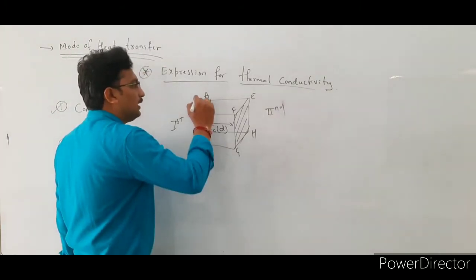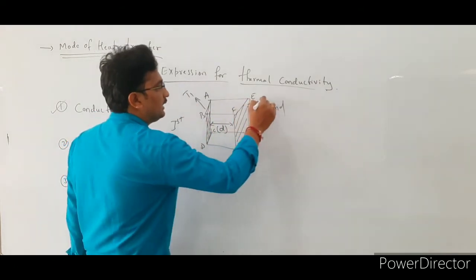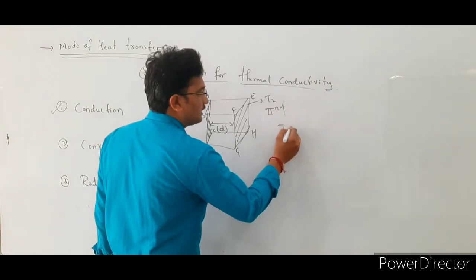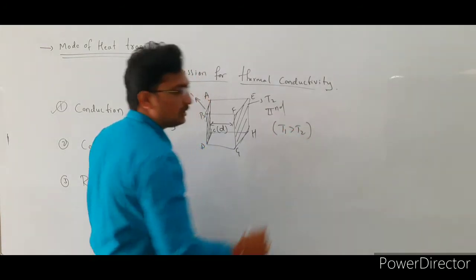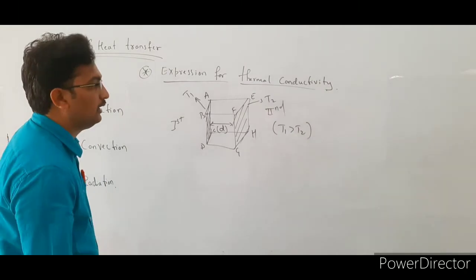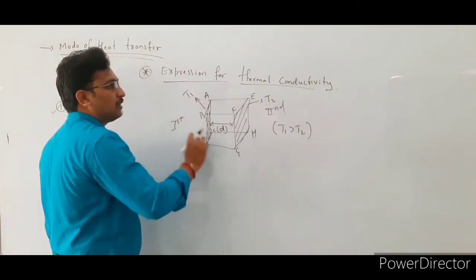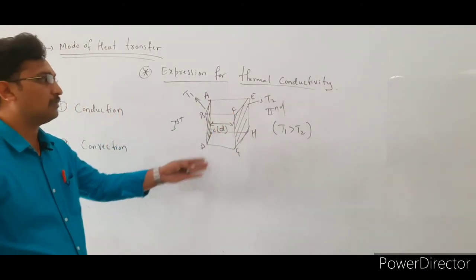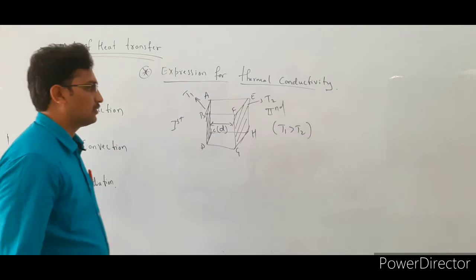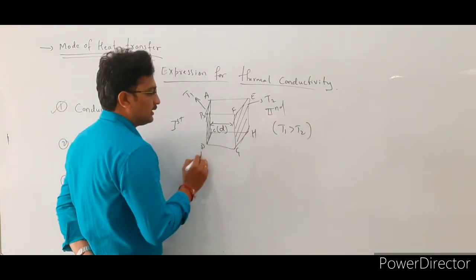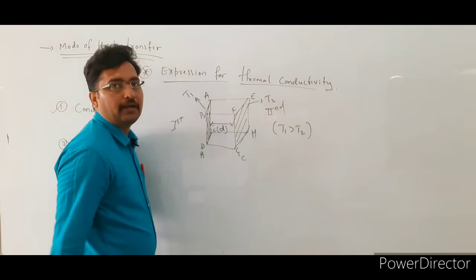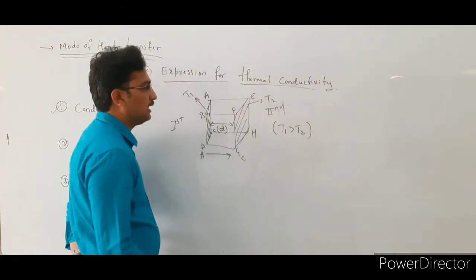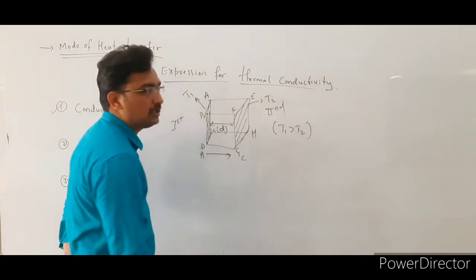Here the temperature of the first face is T1 and the temperature of the second face is T2. Here the condition is T1 is greater than T2. T1 greater than T2 means the temperature of the first face is more than the temperature of the second face. So this is the hot end and this is the cold end. Then the heat is transferred from hot end to cold end, that means from the first face to the second face.